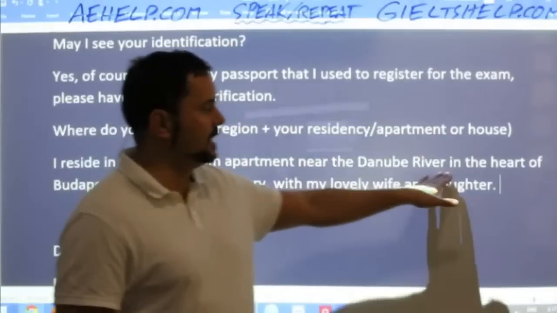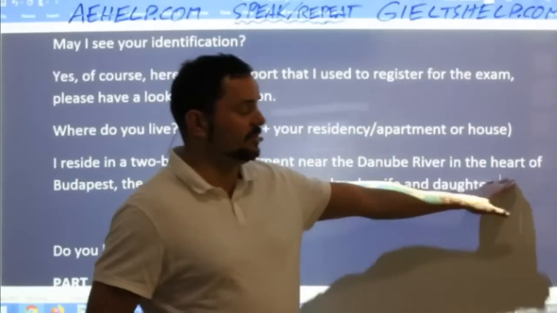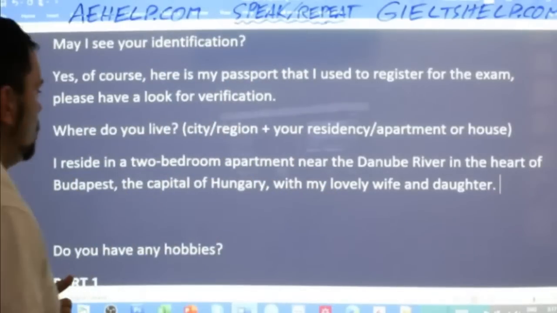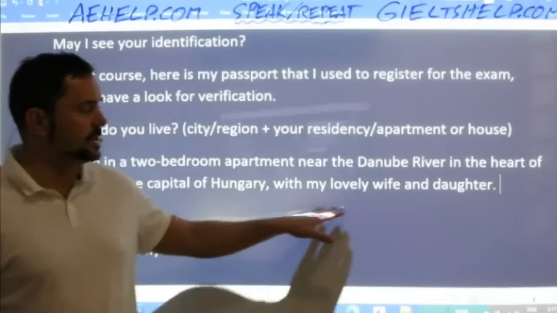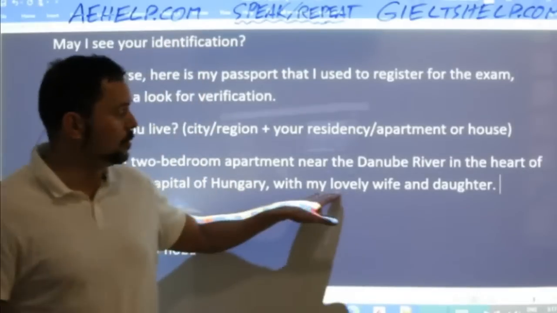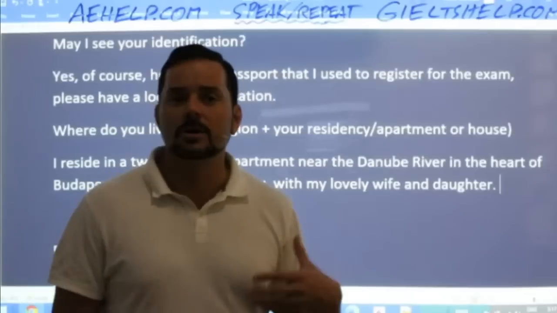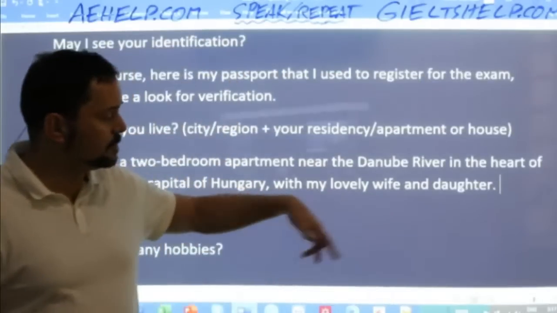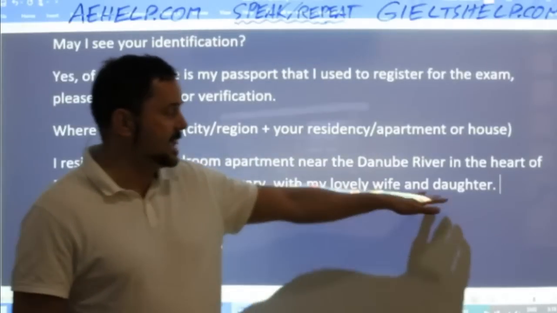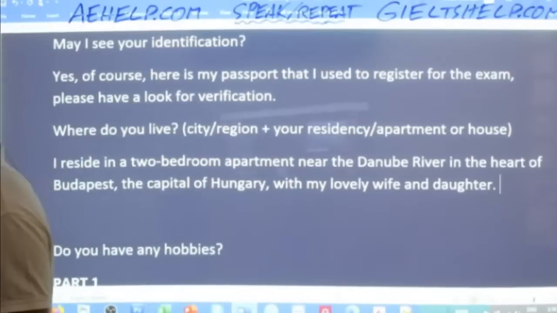And then of course, in the heart of Budapest, that's idiomatic language, as I've mentioned before, so you're picking up more marks for idiomatic language, and that's what you want to do, okay? And then just a nice little finish, visual, with my lovely wife and daughter. Throwing in the word lovely, again, it's an adjective, and you're picking up more scores. Now, you're not just picking up scores for lexical resource, but even grammar, because you're showing more complex grammar. You're not just using noun and noun, but you're using adjective, noun, and noun, right? So keep that in mind.